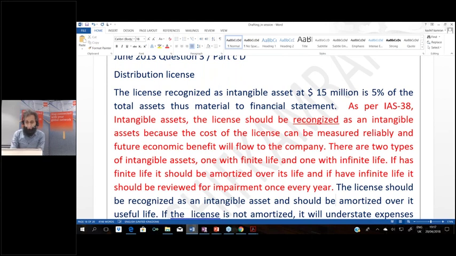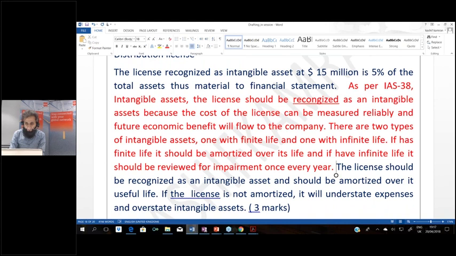Then he says, see how much content I wrote in red and how much content I wrote in blue. The blue was that it's 5%. The license should be recognized as an intangible asset and should be amortized because it has a 5-year useful life. If the license is not amortized, it will understate expense and overstate intangible asset.